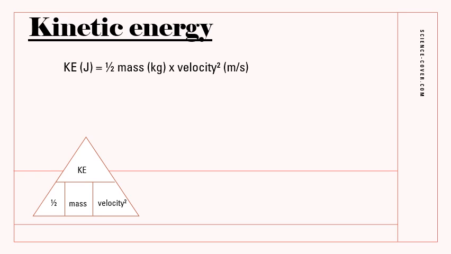Let us use an equation triangle to help us rearrange the equation. If you want the kinetic energy, cover up the kinetic energy. It tells you that it's half times the mass times the velocity squared. If we want to work out the mass, cover up the mass, and it tells you that it's the kinetic energy divided by half the velocity squared.